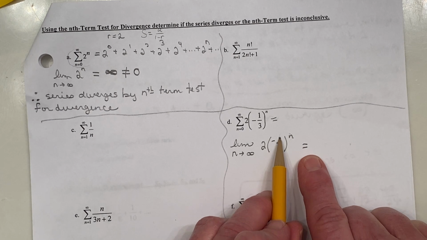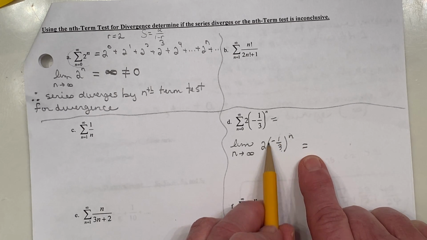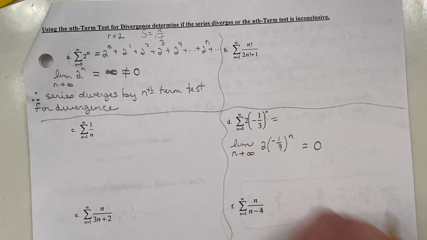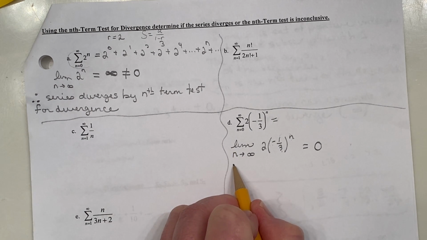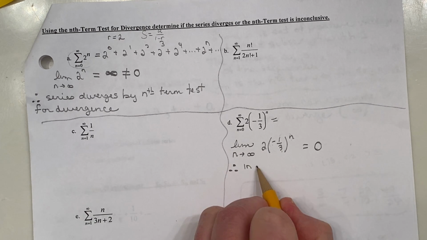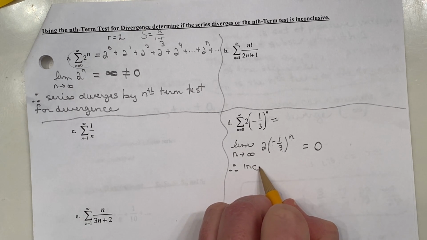Think about applying the n here and the n down here. This is going to 0, multiplied by 0. The limit of the nth term equals 0. This is what we call inconclusive because it's equal to 0. Okay, this may or may not converge. So, by the nth term test, I'm going to put therefore, because I got 0, the nth term test is inconclusive.